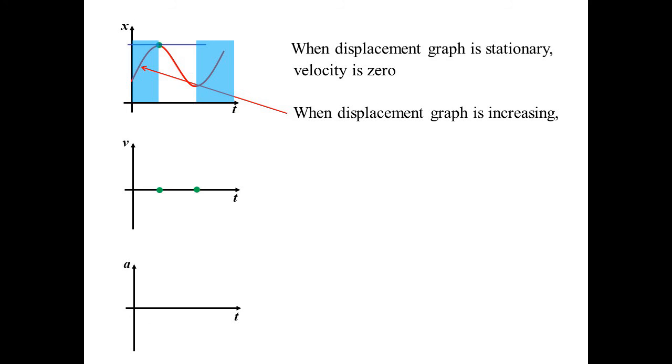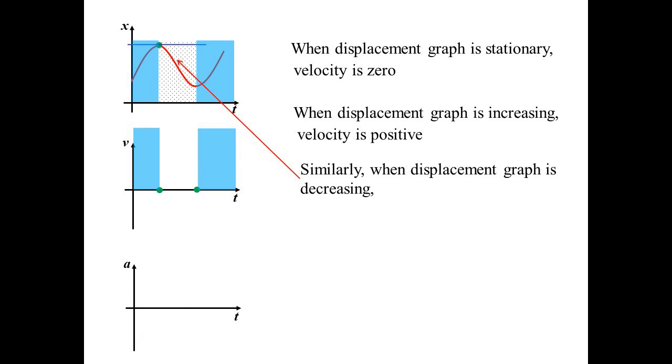So again, that's why I like to draw these graphs underneath each other because then I can just translate the information down. When the displacement graph is increasing, well, that's telling me the derivative must be positive. Well, the derivative is velocity. So for that area there, velocity will be somewhere above the t-axis. And then after that second dot, our curve is also increasing, so velocity would also be positive. Similarly, when the displacement graph is decreasing, so in that section there, then velocity would be negative.